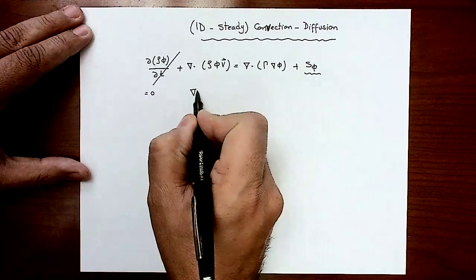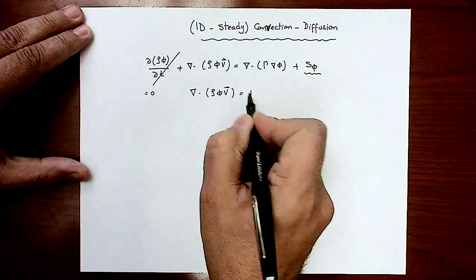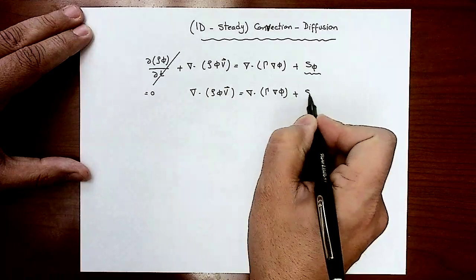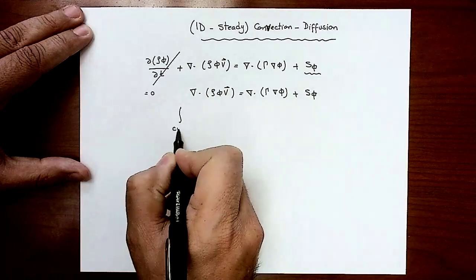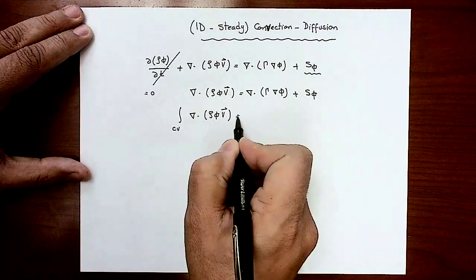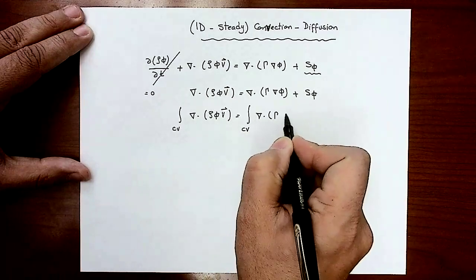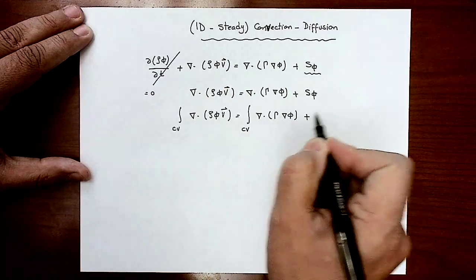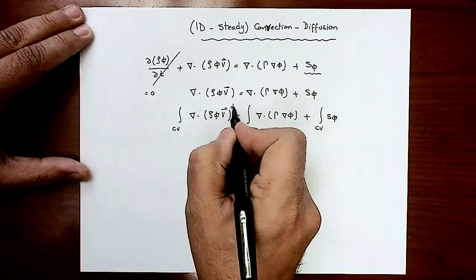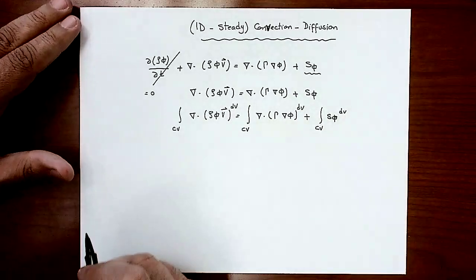The next step after you simplify the general transport equation is to integrate that equation over the cell volume. So I'm going to integrate over the control volume for nabla dot rho phi v equal the integration over the control volume of nabla dot kappa nabla phi plus the integration over the control volume for the source term. And this is dV, and this is dV, and this is dV. We integrate over the volume of the cell.